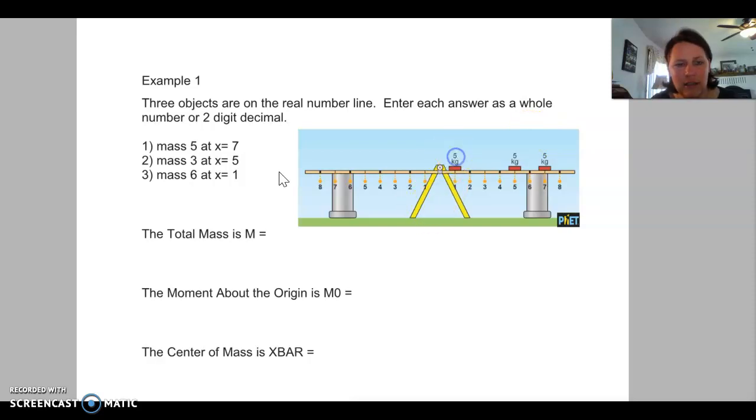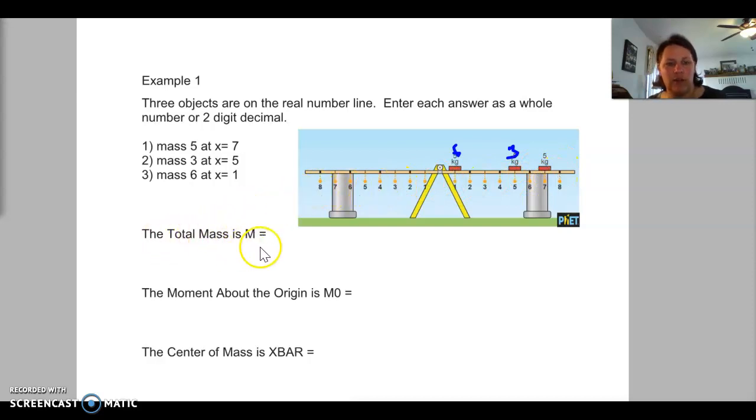Okay, so this is a mass of 6. It should be a 6 there. This should be a 3. At 5 we have a mass of 5. That was right. At x equals 5, we have a 3. At x equals 1, we have 6. At x equals 7, we have 5. Okay, there we go. Alright, so this kind of just gives you an illustration of what we're looking at. Each one of these masses is shown, and the positions are shown.